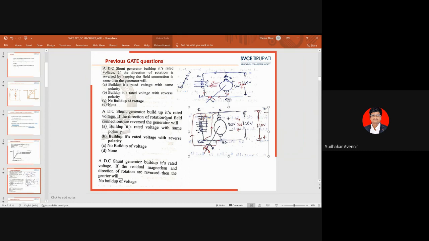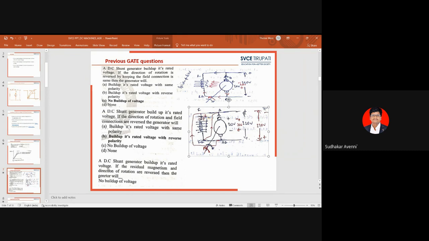Here the speed is reversed and the shunt field terminals are also reversed. Because of this, the reversed residual flux and the shunt field flux are both in the negative direction, and both are added together. Then the buildup of voltage also increases in the reverse polarity direction. That's why option B is the right option: build up its rated voltage with reverse polarity.